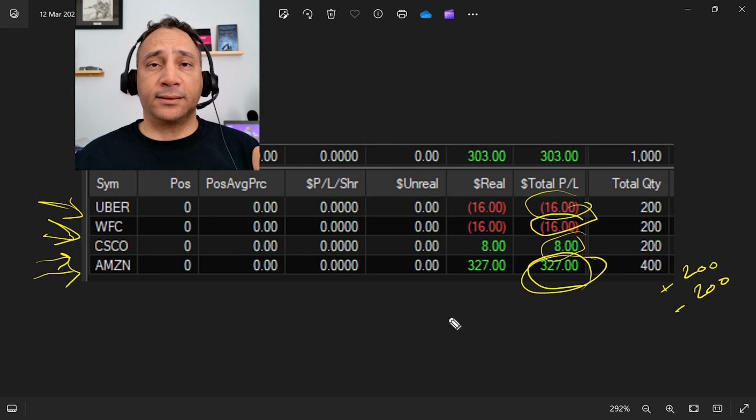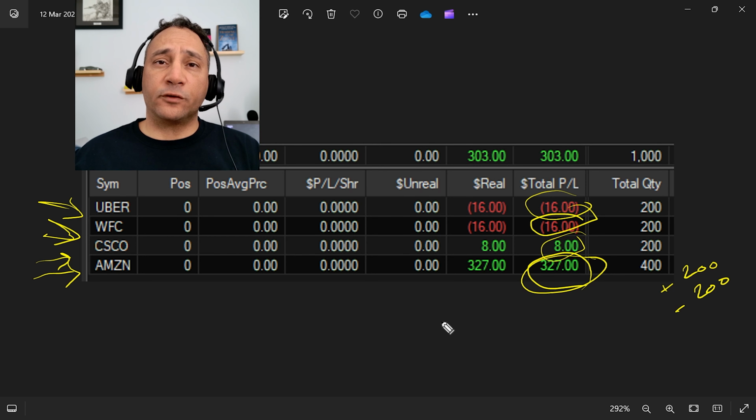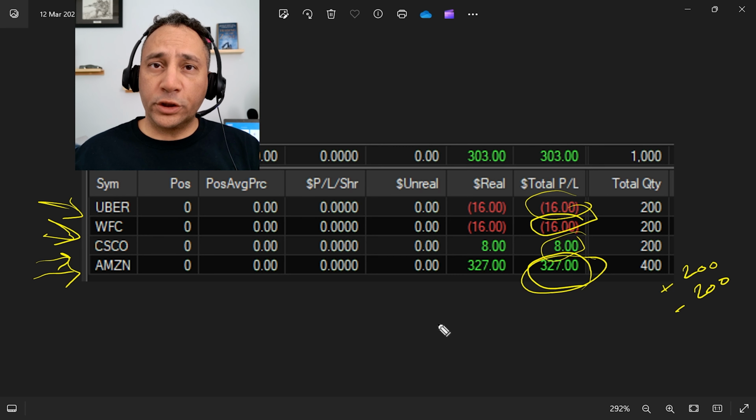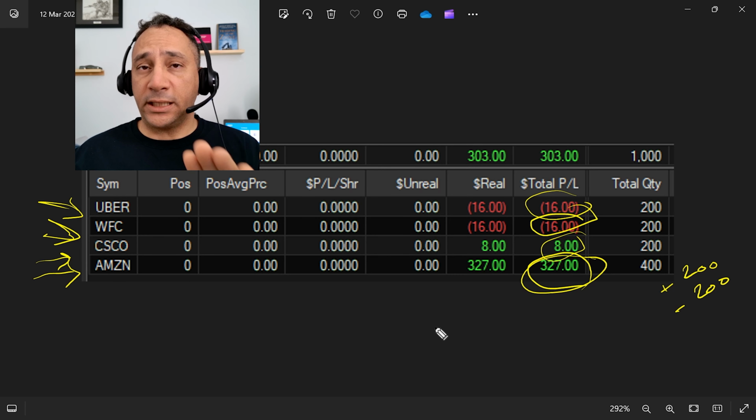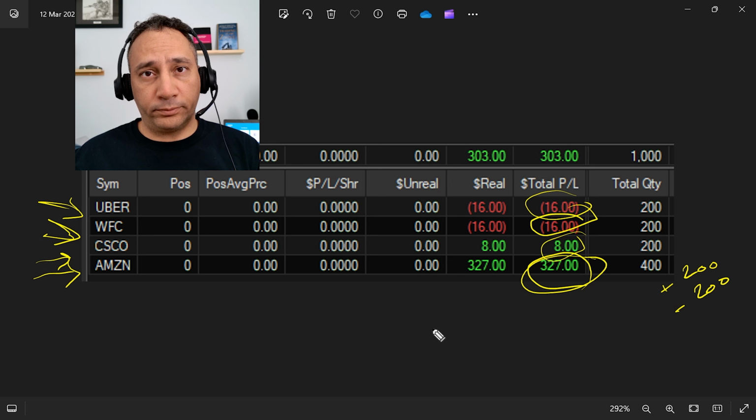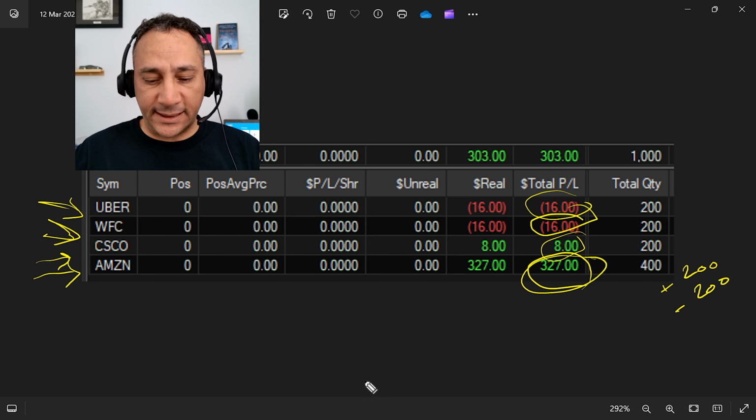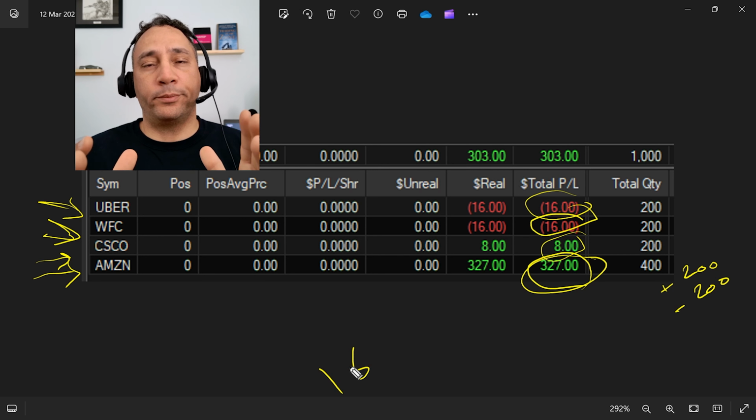This is it. As long as you get out of your losses according to plan, it's not a loss. It is just the cost of doing business. That $16 is the cost of doing business.